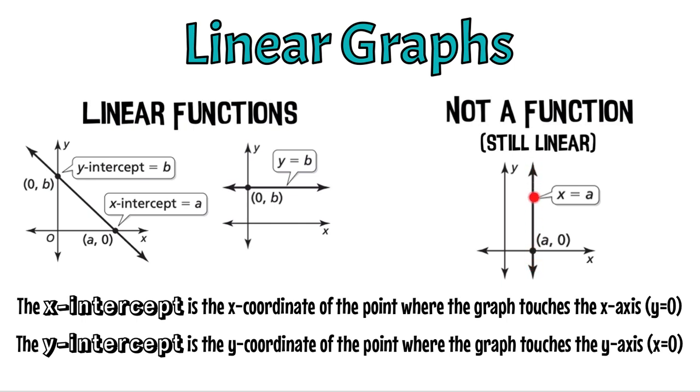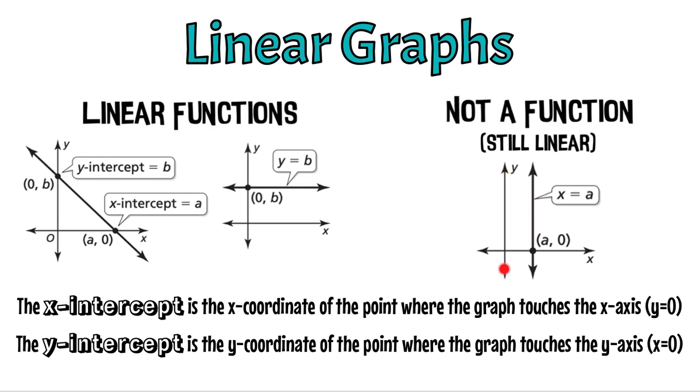And in this graph of a line here, we have a vertical line, and this here is the x-intercept, the point where the graph crosses the x-axis. The y-intercept then is the y-coordinate of the point where the graph touches the y-axis. This is where x equals 0, so anywhere on the y-axis the value of x is 0, and this here is the y-intercept where x equals 0.